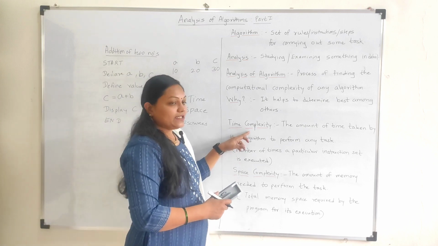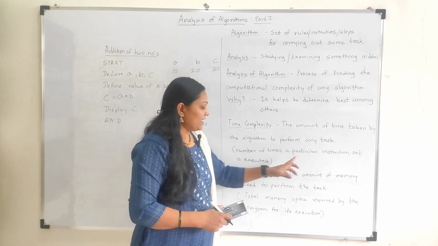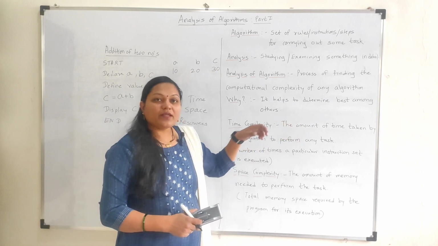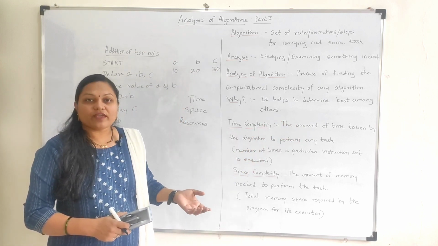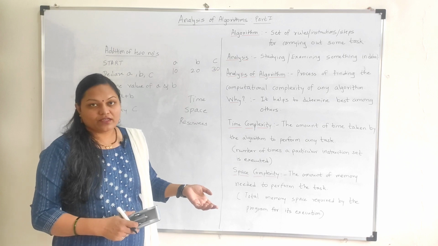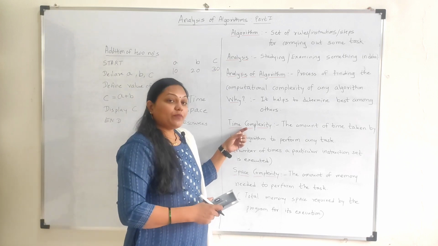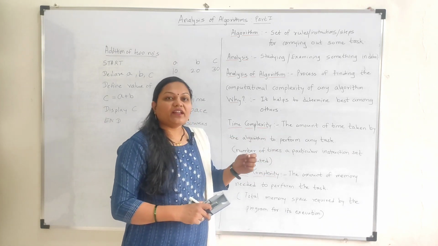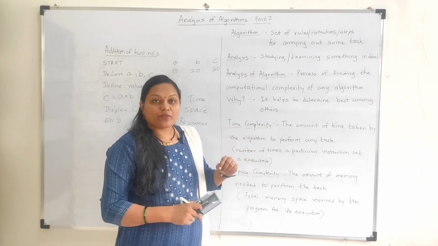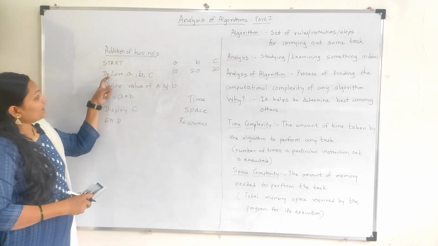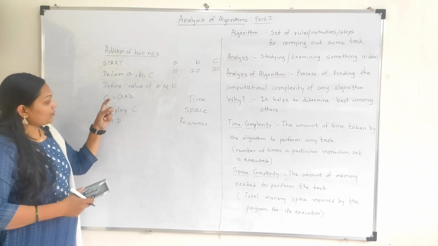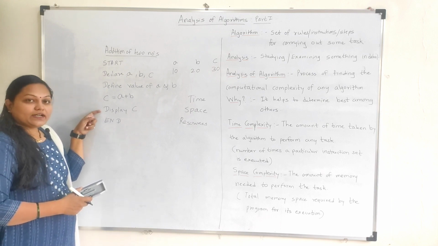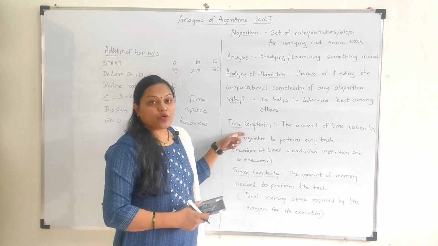Actually, we can consider the number of times a particular instruction set is executed, because the total time depends upon which type of processors we are using, which compilers we are using. That's why while calculating the time complexity of an algorithm, we consider the number of times a particular instruction will execute for performing a task. For this example, how many times will this instruction execute? How many times will this instruction execute? And we will take the addition of all those counts and calculate the time complexity.